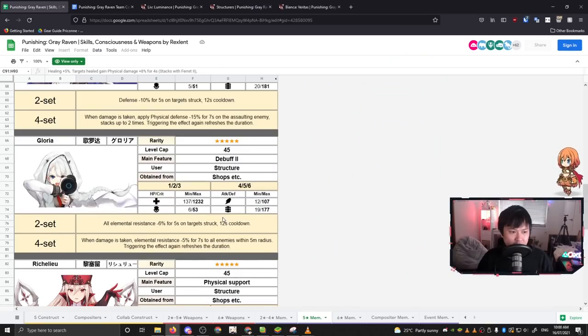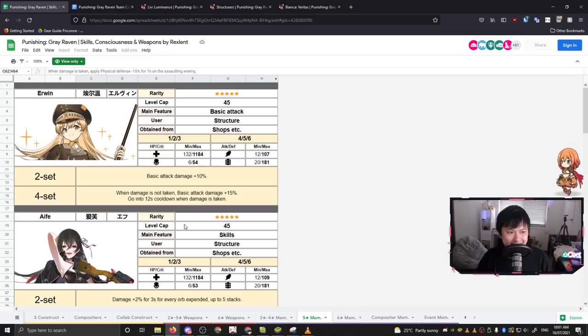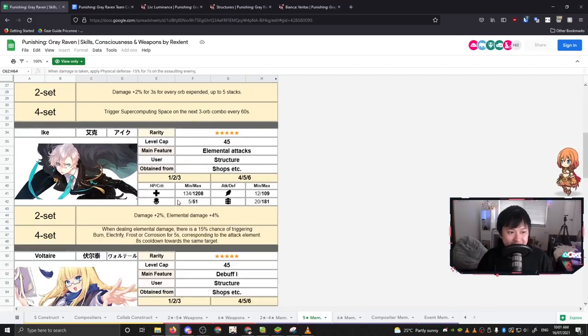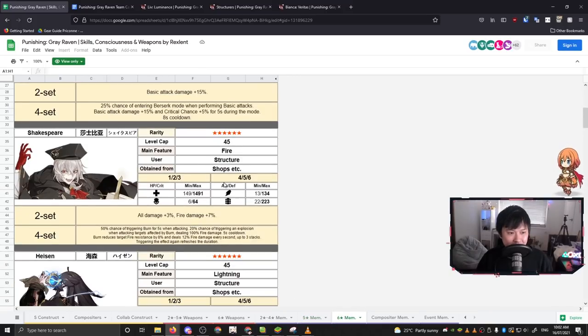If you go through some of these, you'll be able to see elemental resistance down. Elemental resistance down is for those who have lightning or ice or fire. On the other hand, you have these guys over here who are physical defense down, so they're for your Alphas and stuff. What you really need to take away is to essentially match up the types with their respective characters, or rather match up the characters with their respective types. To be honest, that really is all there is to the 5-star memories as well as the 6-stars. The 6-stars get even more specialized.